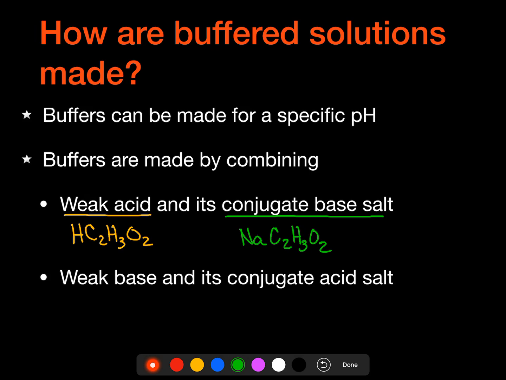In addition to that, we can have the weak base, okay? So a good example of a weak base is ammonia, NH3, and its conjugate acid is going to be NH4 plus, and we're going to add that in a salt, so something like ammonium chloride would be a good example. And so we would add these two together to be able to get a buffered solution.